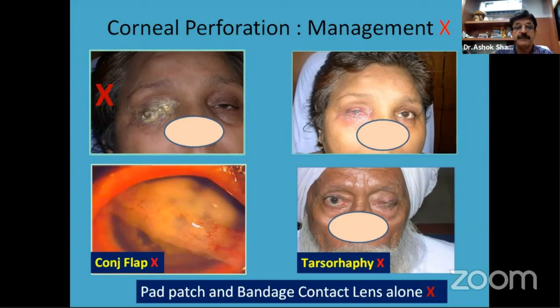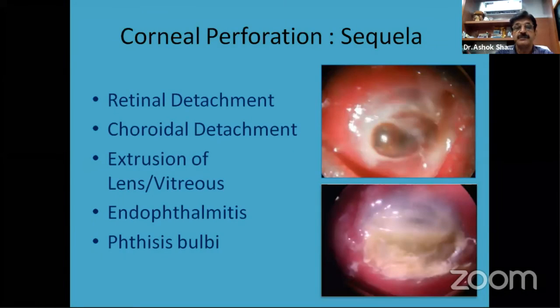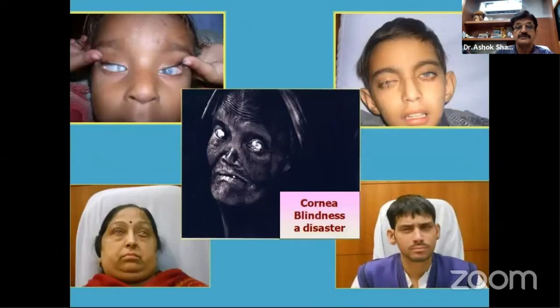Again, a conjunctival flap is a very good modality for peripheral non-infective corneal perforations, but not for patients who have florid infective keratitis, especially fungal in this patient. Again, tarsorrhaphy alone is not the treatment of choice. Pad, patch, or bandage contact lens alone again will not heal most perforations unless it's a very small perforation. In case we do not act at a proper time, we may end up with complications like retinal detachment, choroidal detachment, exclusion of the lens and vitreous, endophthalmitis, or phthisis bulbi.